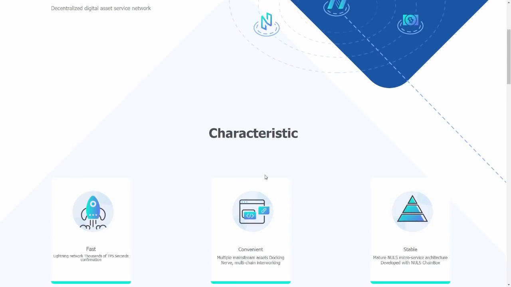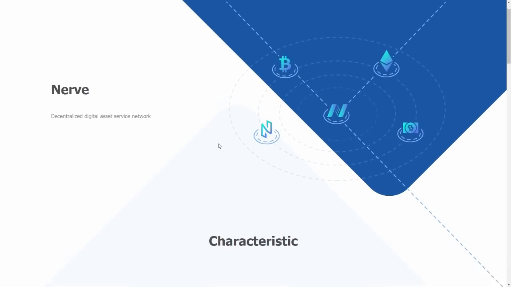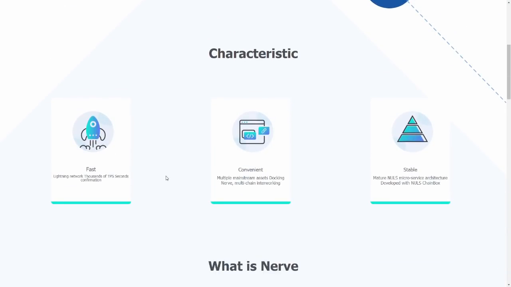So now I will tell you about three nice things about Nerve. Why is Nerve so good? Because it is really, really fast, guys. Lightning network, thousands of TPS, seconds confirmation. So later I will show you how the transaction is really, really fast, guys. 5 seconds and I will receive my funds. So later I will show you how it is. It is convenient. Multiple mainstream assets docking, Nerve multi-chain interworking, and stable. It is really, really important. Mature Nerve microservice architecture developed with Nerve chainbox.